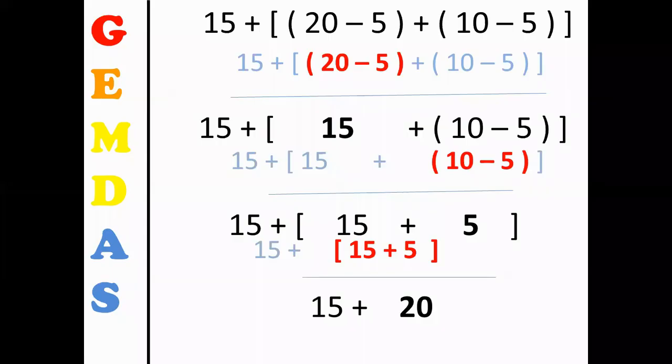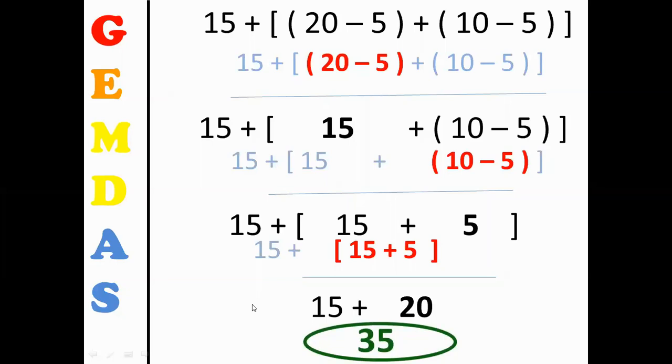After every step, you want to go back to your GEMDAS checklist. And because we're left with this very basic problem of 15 plus 20, you don't really have to go back to the checklist because we can see there are no exponents, we don't have multiplication or division, but we do see an addition problem. So what we're going to do is just add 15 plus 20. And we all know that equals 35.